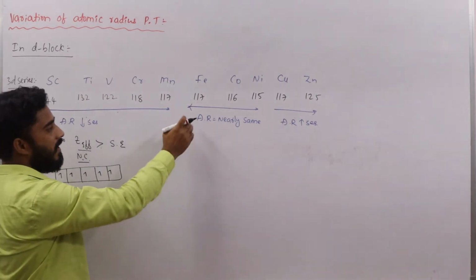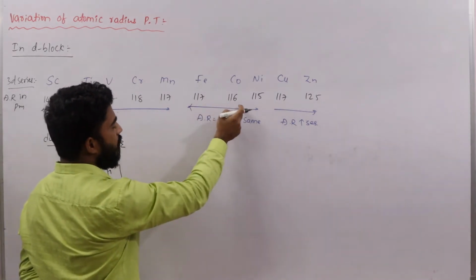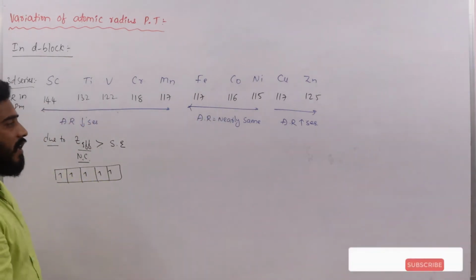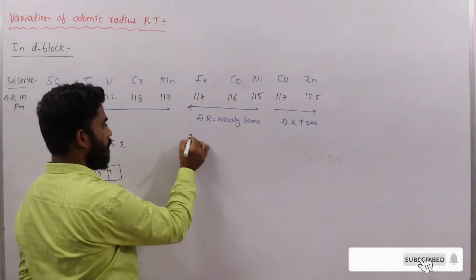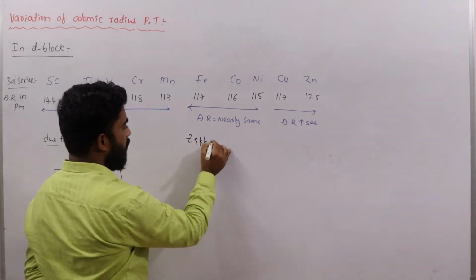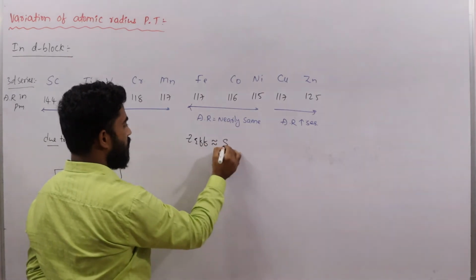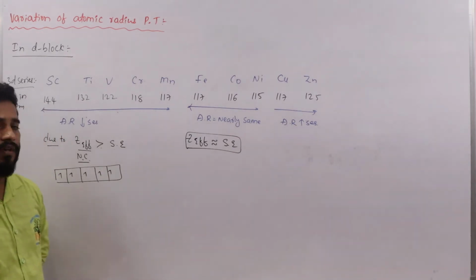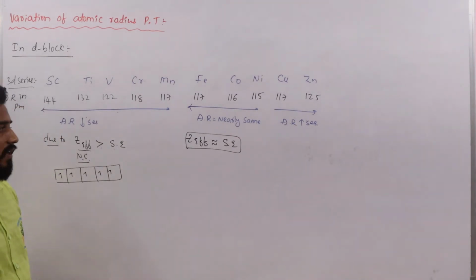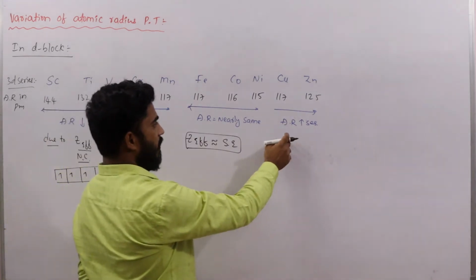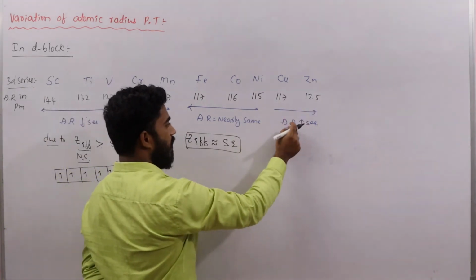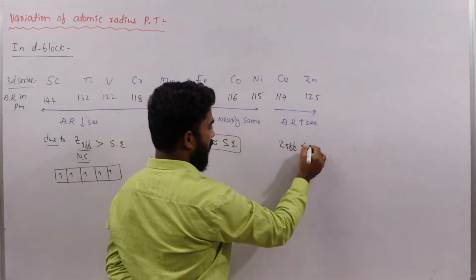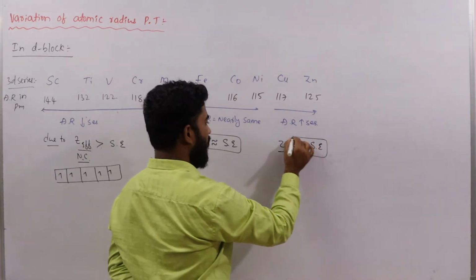So when you observe iron, cobalt, nickel, these will show nearly similar atomic radius. That is because Z effective, the nuclear charge, is equal to the shielding effect. Okay, nuclear charge equals shielding effect. Then from copper to zinc, atomic radius increases because Z effective is less than the shielding effect. Here the shielding effect is more.